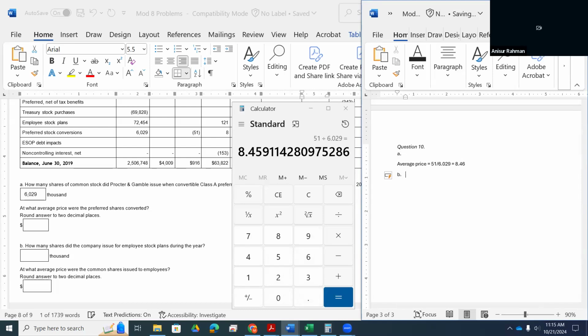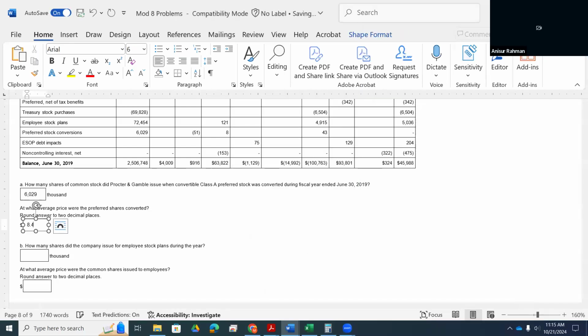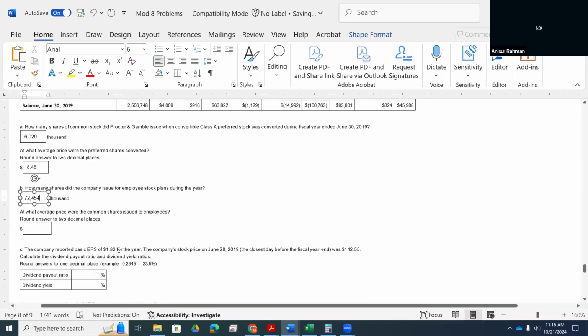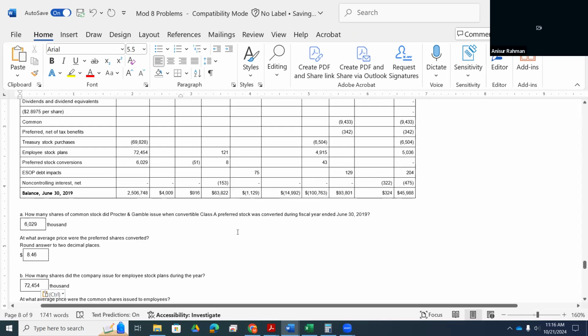Now for part B: how many shares did the company issue for employee stock plans? 72,454. So that is easy. I can copy this and paste here. At what average price were the common shares issued to employees? So let's see. This is the number of shares.